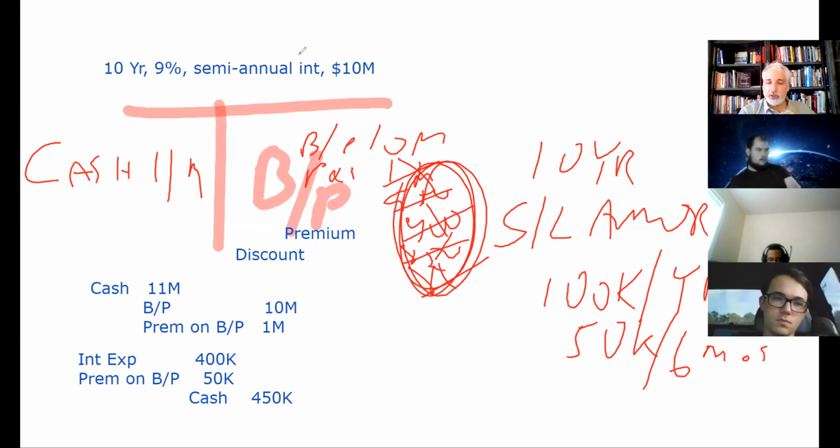I'm going to make 20 of these journal entries. It's going to clear my premium. And then I'm going to write the check. How do I write the check? I say, oh, my bonds payable is sitting at $10 million. I got to clear that. And there goes the cash payment. I got to write the check for $10 million to pay it off. That's my final entry. Clear the books, get rid of the bond.